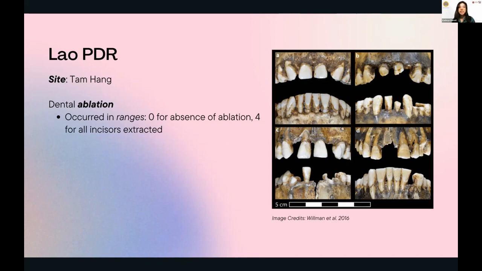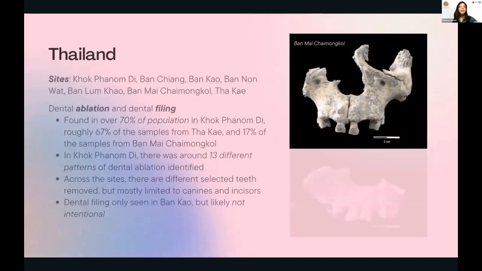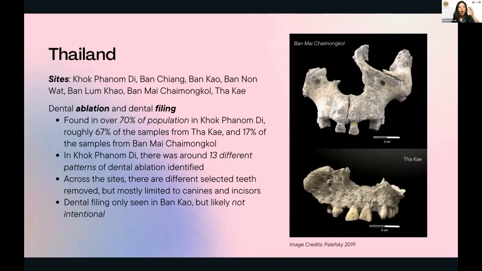So when it has a grade 0, it means that no ablation was found. But if it was a grade of 4, then that means that all incisors were extracted. So you can see an example of this here in the photo on the right. In Thailand, there was a significant amount of dental modifications observed, especially in Koh Phanom Di and Tha Kae. In these 2 populations, there was a huge amount of dental ablation in particular.